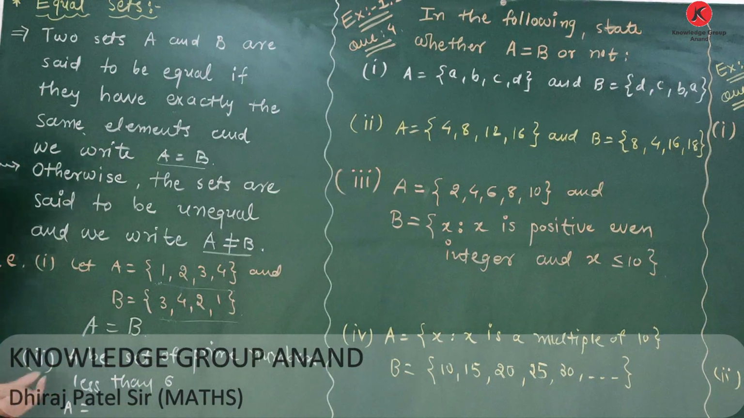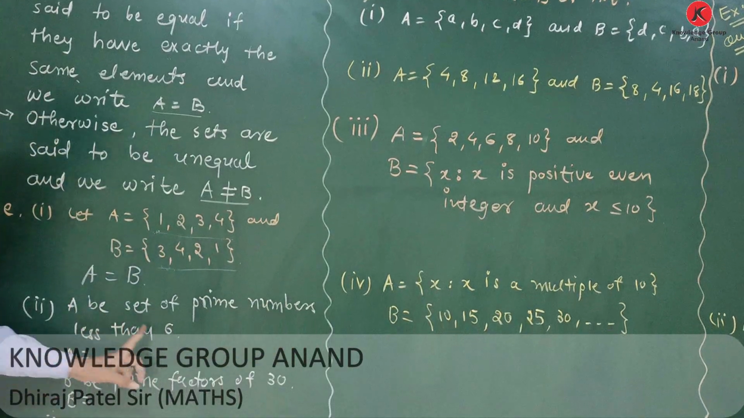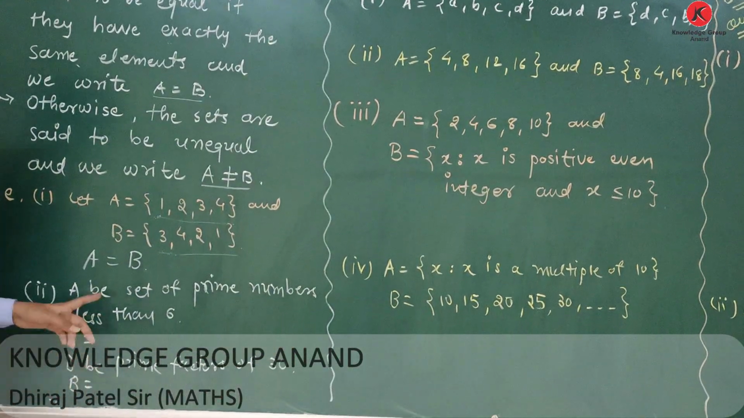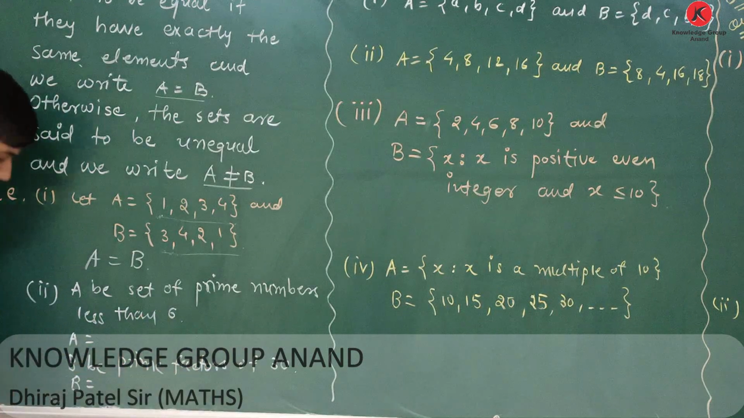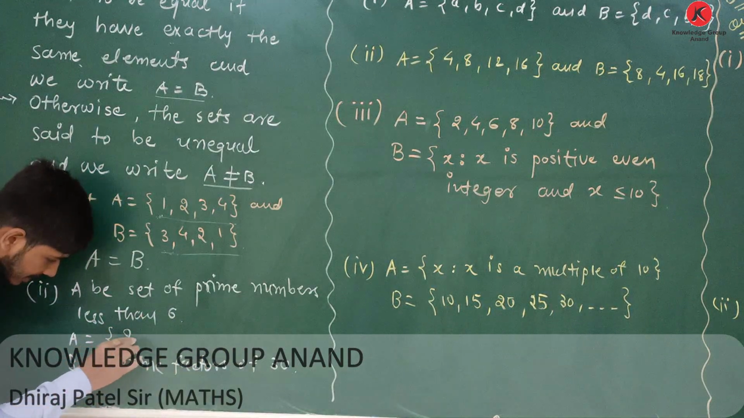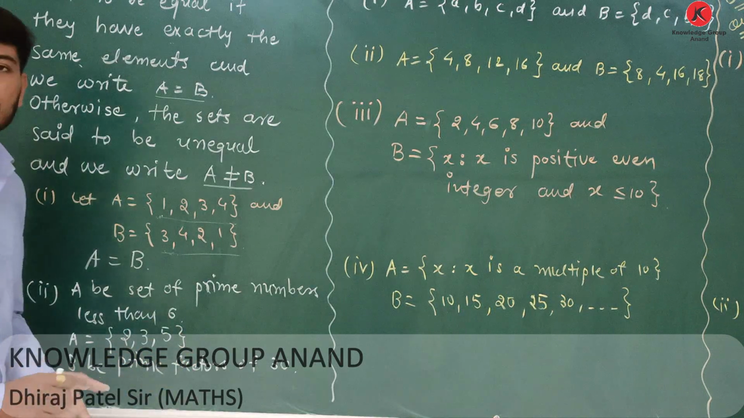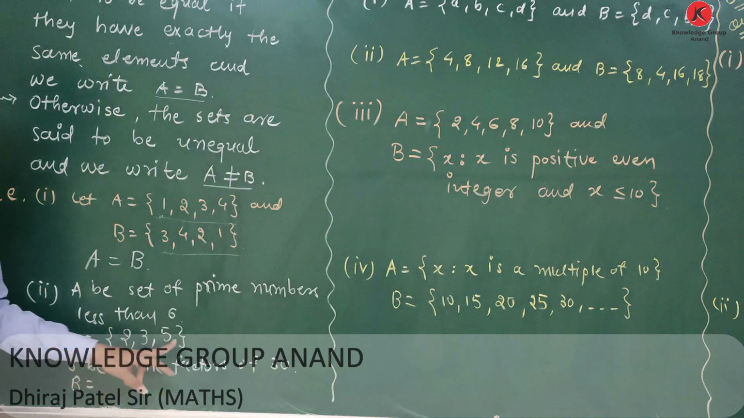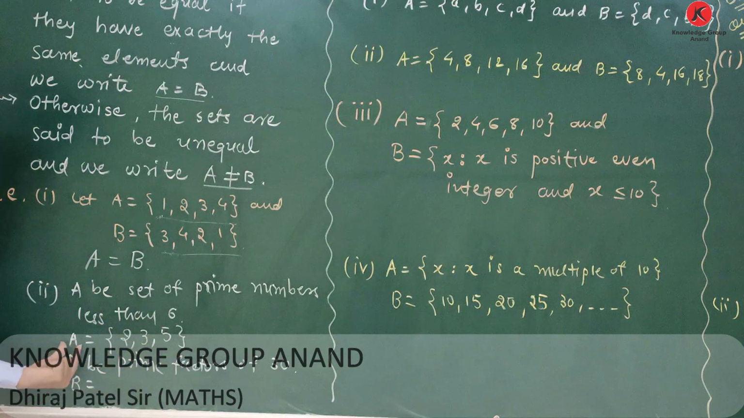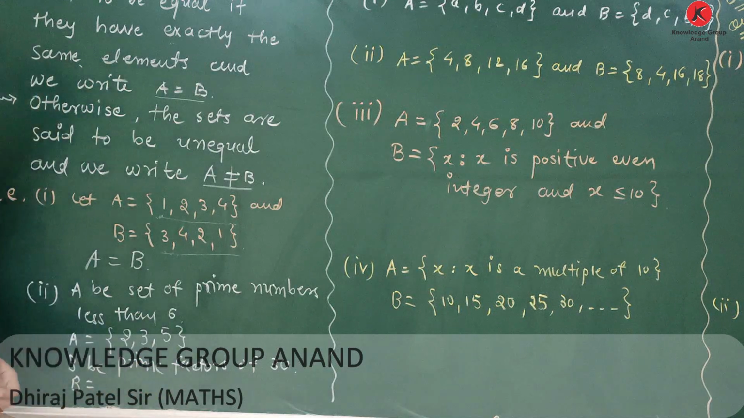Now the second one. Let A be the set of prime numbers less than 6. So we know that the prime numbers less than 6 are 2, 3 and 5. Therefore, the set A equals 2, 3 and 5. This is in roster form.